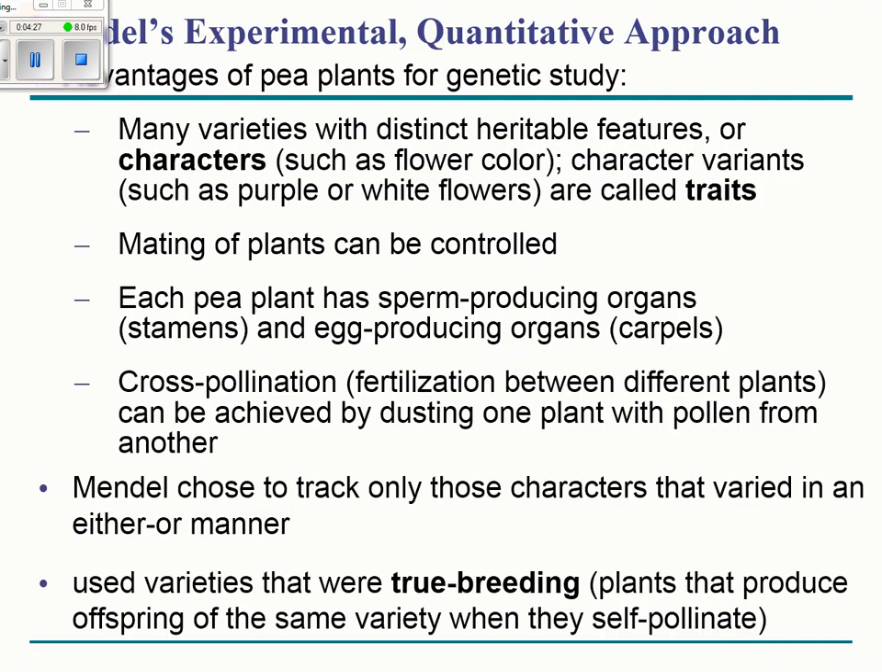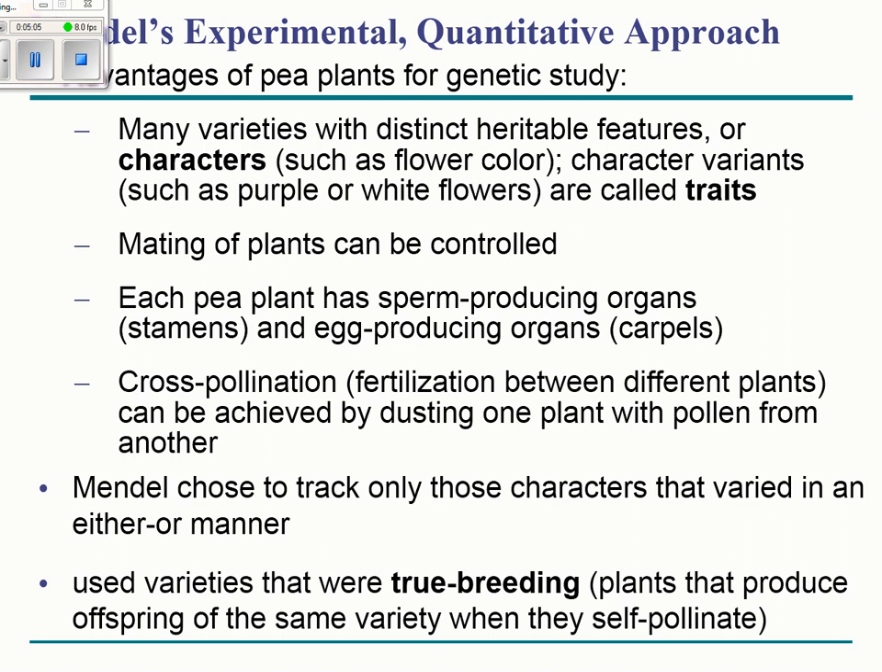Okay, now, many varieties have distinct heritable features or characters, so there's lots of synonyms. Those genes that are inherited then cause these particular traits. Now, mating of plants can be controlled, like you saw his method there. And each pea plant has sperm-producing organs. Those are the stamens. Egg-producing organs are called the carpels. That's the entire structure they call, which is made of the ovary and the pistil and the stigma.